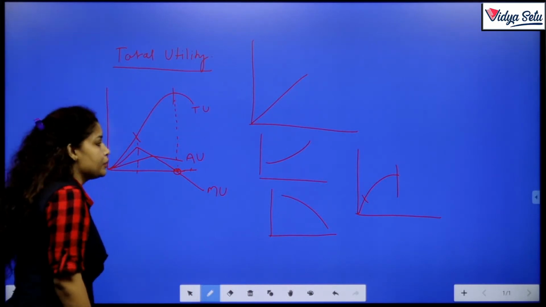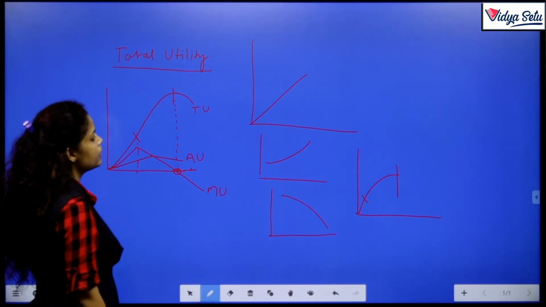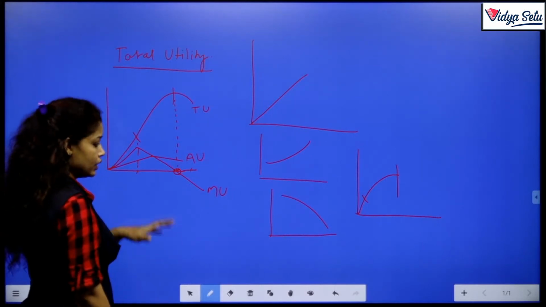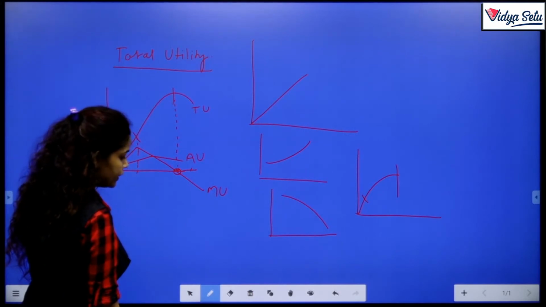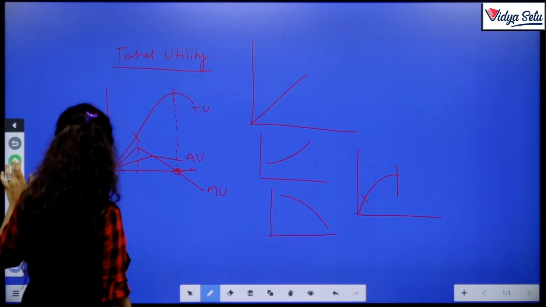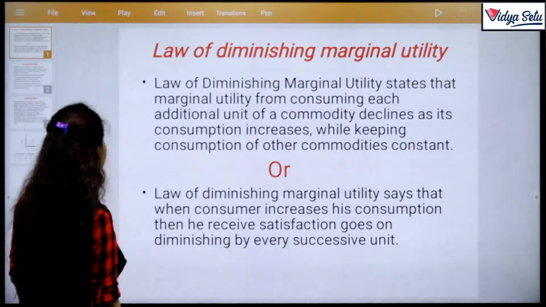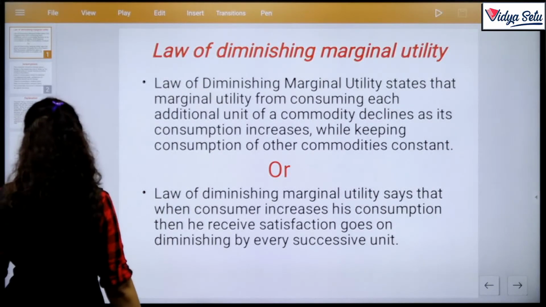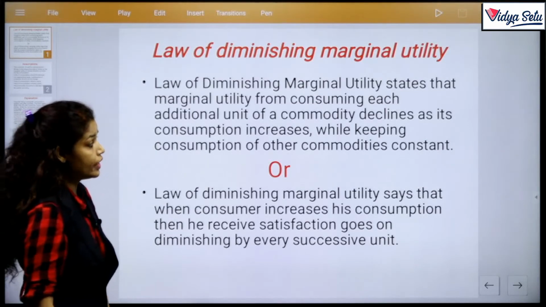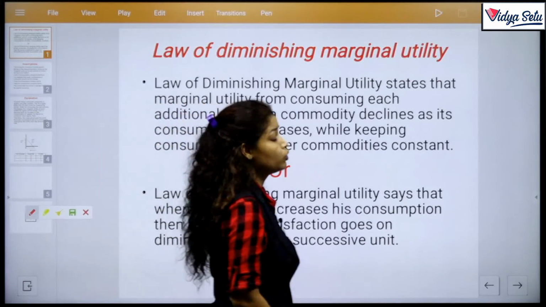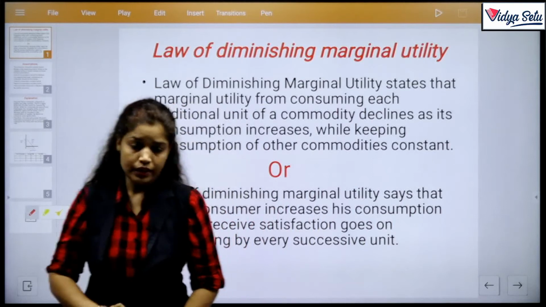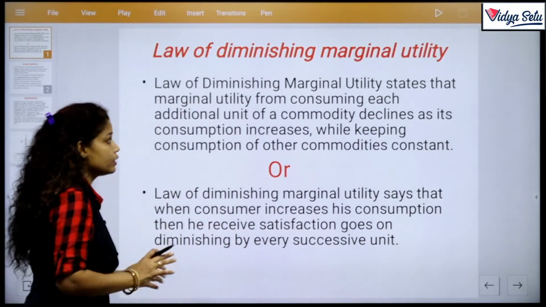Clear? When MU is 0, TU is maximum. When MU is negative, TU starts to diminish. This was already discussed in our last class. Next we move to today's topic, which is the law of diminishing marginal utility. This is an important concept, and in your exam it will carry about 5 marks weightage. So listen carefully.